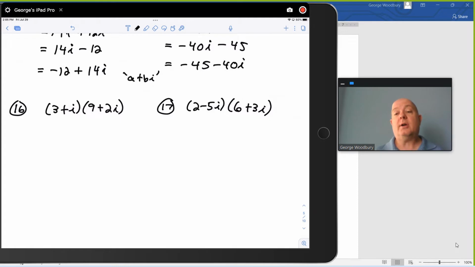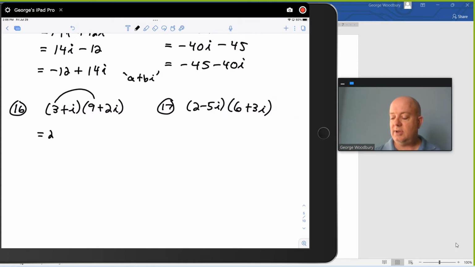Now we're going to multiply a complex number by a complex number, and for many of you, this is the type of multiplication you know as FOIL-style multiplication. We begin by distributing the first term in the first set of parentheses to every term in the second, and then we repeat it for the second term in the first parentheses. So 3 plus i times 9 plus 2i, I'll distribute the 3 first.